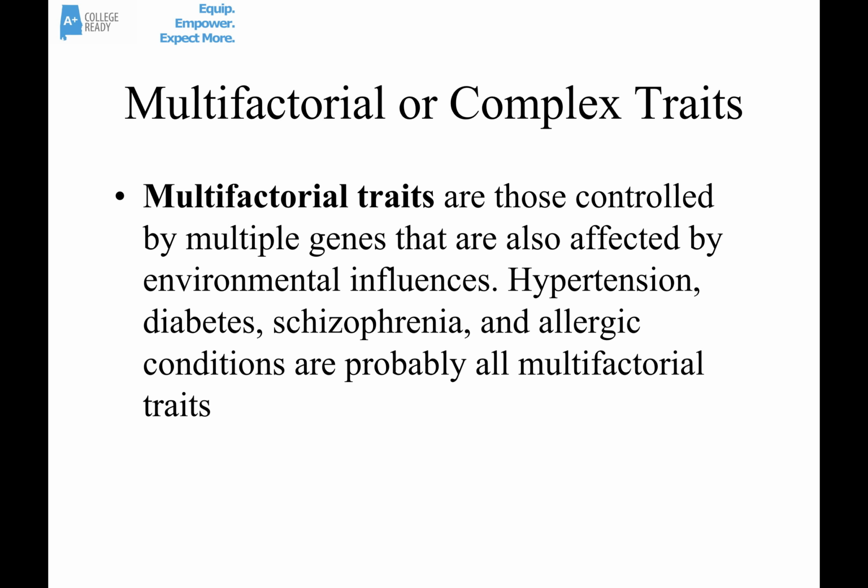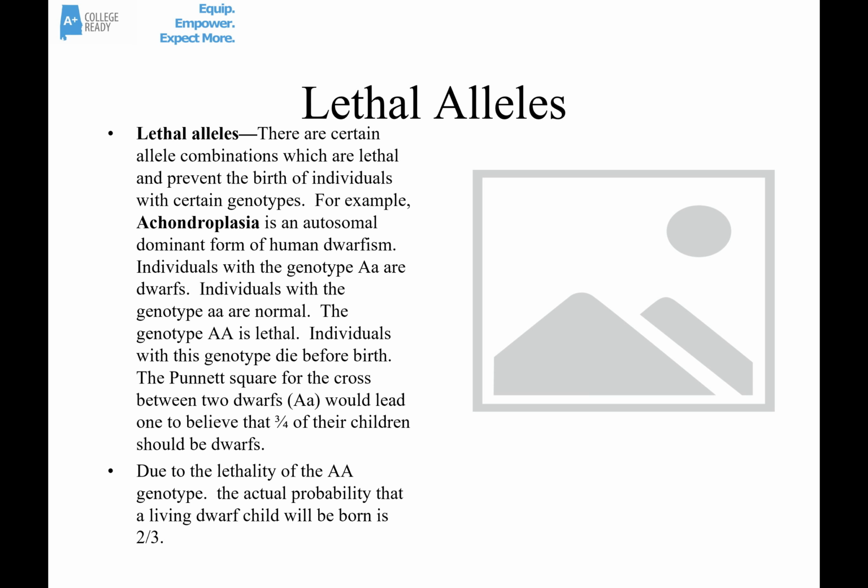And then one final one are lethal alleles. There are certain allele combinations which are lethal and prevent the birth of individuals with certain genotypes. A good example is achondroplasia. It's the most common type of dwarfism in humans. It turns out it's actually autosomal dominant. Individuals with the genotype big A, little a are dwarfs. Individuals with the genotype little a, little a are normal height. Individuals with the genotype big A, big A, though, the genotype is lethal. Individuals with this genotype die before birth.